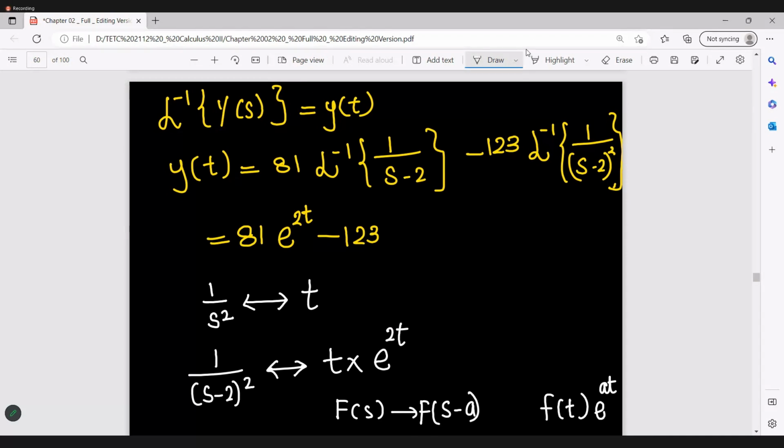So we can obtain the answer 81 e to the power 2t minus 123 t e to the power 2t. To complete this answer, we need to write t should be greater than or equal to 0. Is it clear?